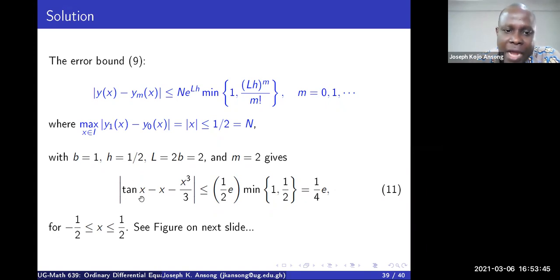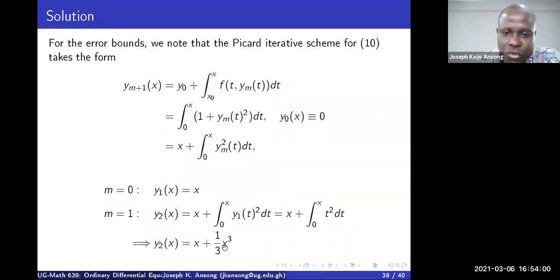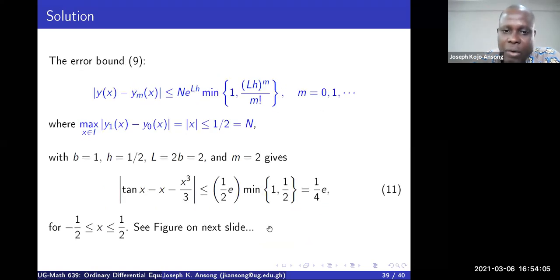So the difference between the actual solution, which is tan x, and the estimate, which is x plus x cubed over 3, is less than or equal to this. So it shouldn't be more than the error you make if you just leave this as your solution. Suppose we take this as our solution, then what we are saying is that the error that we make should not be more than 1/4 e, for x lying in this interval.